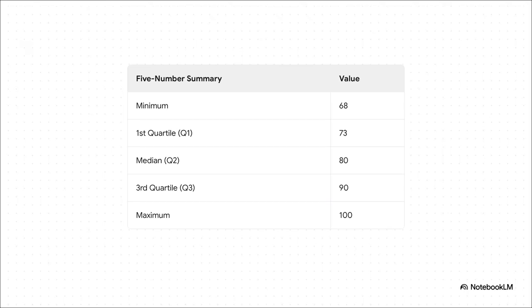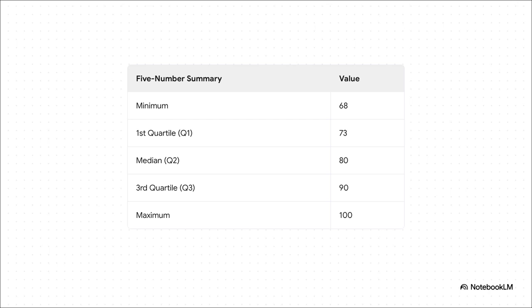Okay, now for the next piece of the puzzle. To find Q1, we look only at the lower half of the data. You know, those 7 numbers to the left of our median. What's the middle number of that little group? It's the 4th one in, which is 73. So our Q1 is 73. We do the exact same thing for the upper half, the 7 numbers to the right. The middle of that group is 90, so our Q3 is 90. And boom, just like that, we have our 5-number summary. We've got the minimum at 68, Q1 at 73, the median at 80, Q3 at 90, and the max at 100. We have everything we need.